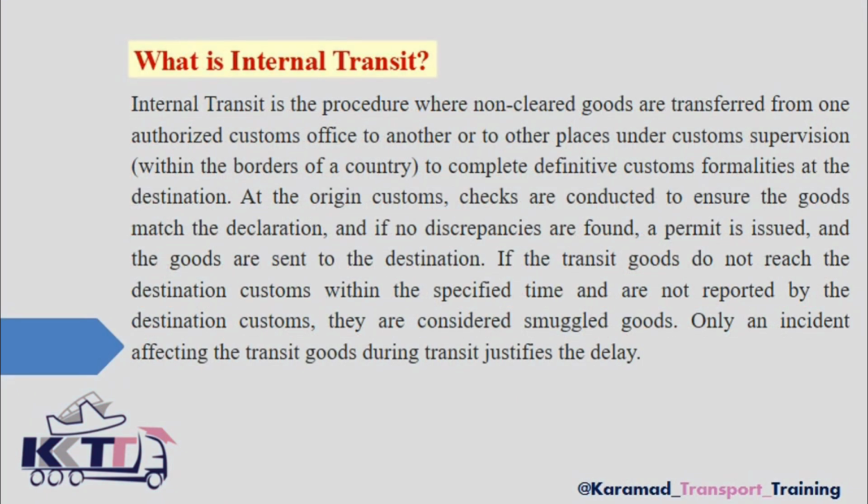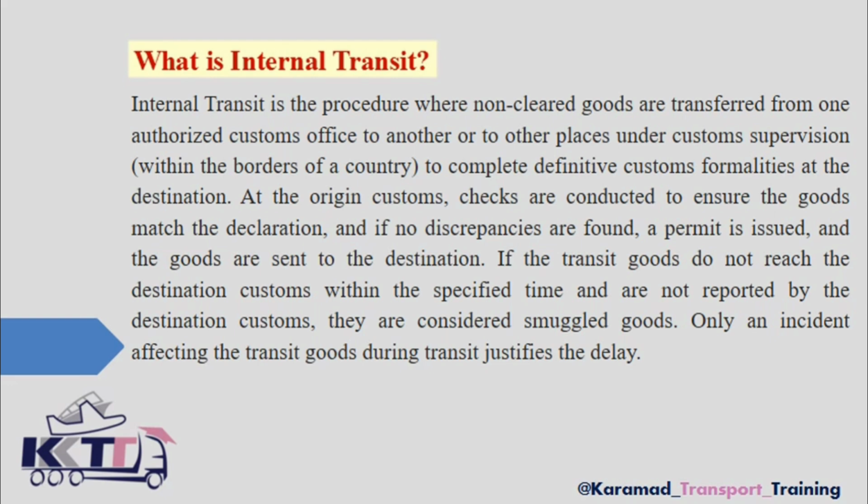What is the procedure for domestic transit or passage? In the domestic transit or passage procedure, goods that have not cleared customs are transferred from one authorized customs house to another authorized customs house or to other locations under customs supervision within the borders of a country. Pay attention to this part. What does within the borders of the country mean? It means that if, for example, goods enter one of the country's borders in a container, say they arrive at Bandar Abbas, and from Bandar Abbas they are transferred to another customs facility within Iran. In this case, we call it domestic transit.